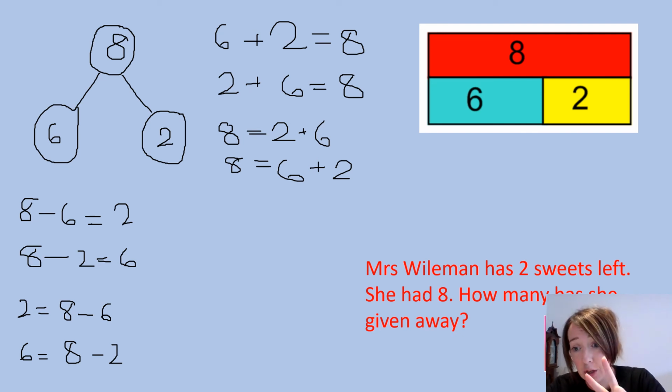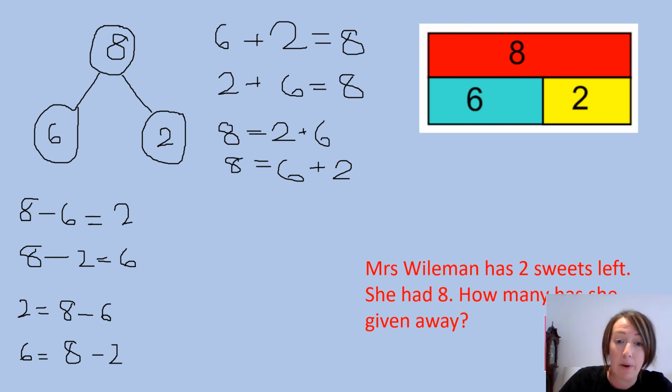Mrs. Wildman has 2 sweets left. She had 8. How many is she giving away? So we know this time that we're going to start with a 2. So instantly I'm going to cross that one out. I'm going to cross that one out. Cross that one out. Cross that one out. I'm going to cross that one out.